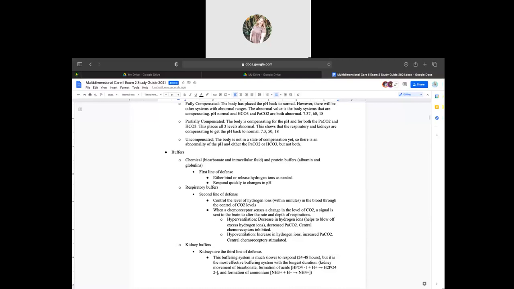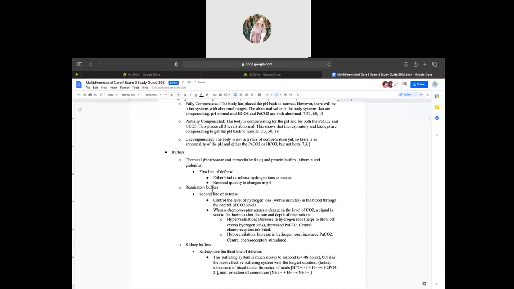Uncompensated is going to be also very pronounced. So the body is not in a state of compensation yet, but there's abnormality of the pH, and this is going to be either the PaCO2 or the HCO3, but they're not going to be both abnormal. So this is how one of your uncompensated ABGs will look.